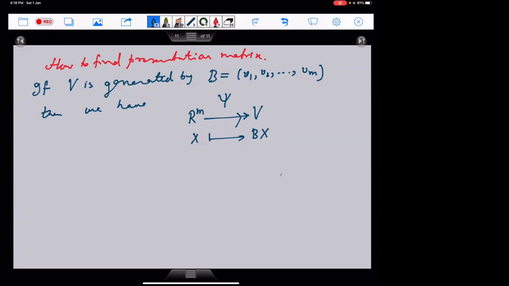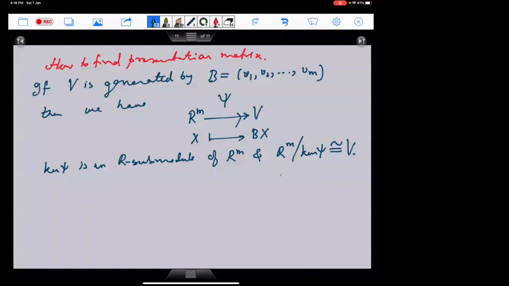This is fine. Now the kernel. Kernel of psi is an R-module of Rm, and Rm upon the kernel is isomorphic to V. This we know by definition of V, because V is generated and I have a surjection from Rm to V, and if I go modulo the kernel, then I get the range isomorphic to V. Okay. So here kernel psi is the module of relations. Is it fine? This is the module of relations. Maybe you call it W.